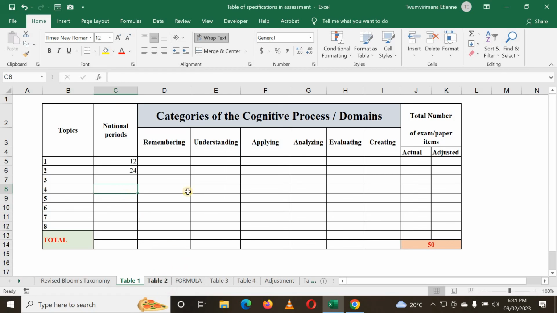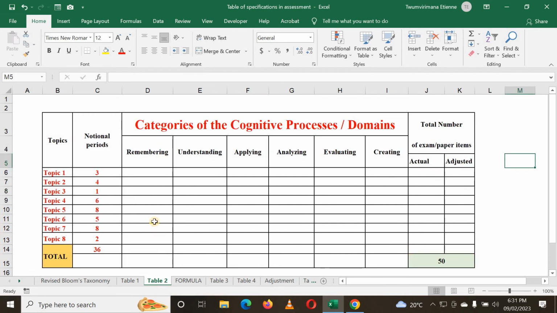Let me now go to the next table. Here you see these are categories of the cognitive process or domain. In table number 2, you can see here you have topic number 1. Maybe in any given lesson or topic or course, maybe a subject like mathematics, topic 1 has, for example, this supposition. We suppose it has maybe three periods. It must be taught in 3 periods. Here 4, here 1. You can suppose. And at the end you have to totalize. Here it is a total.